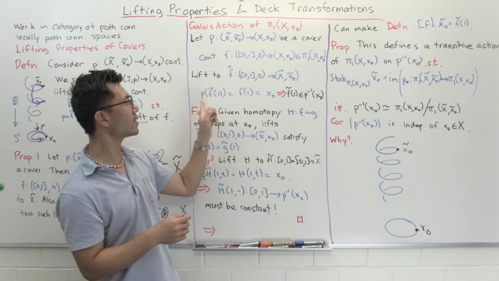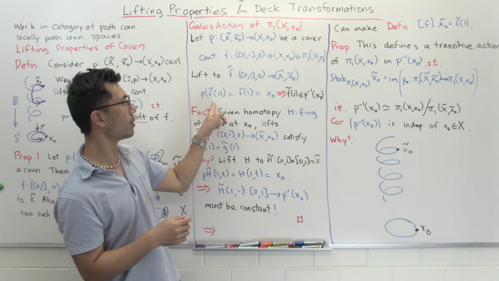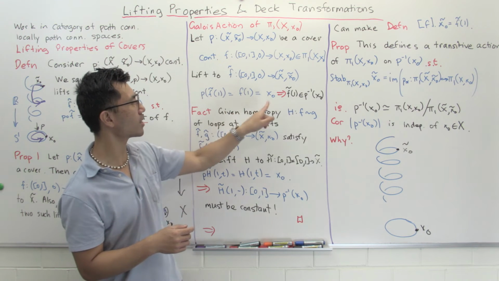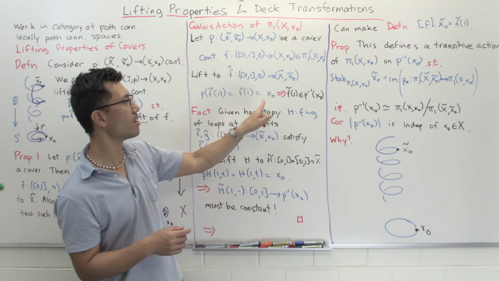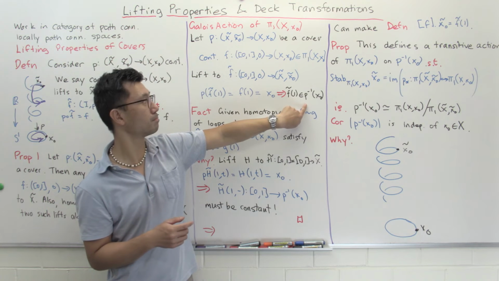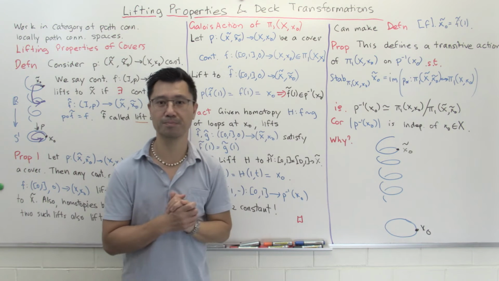Okay, so what is that telling you about this lifted path f tilde of 1? F tilde at 1 is such that when you apply p to it, you get x0. So f tilde of 1 is in the inverse image of x0 under the projection map p. Okay, that's what that means.